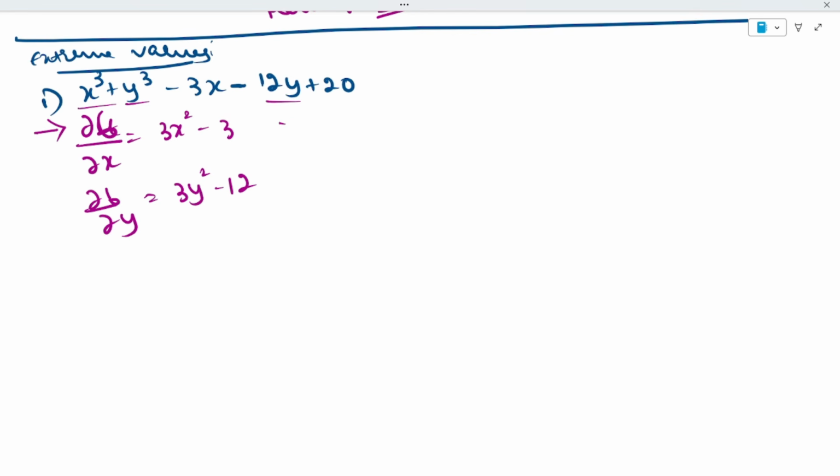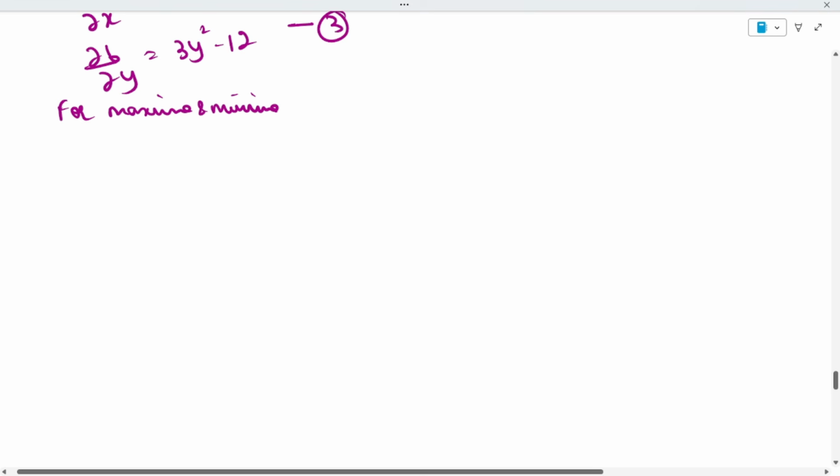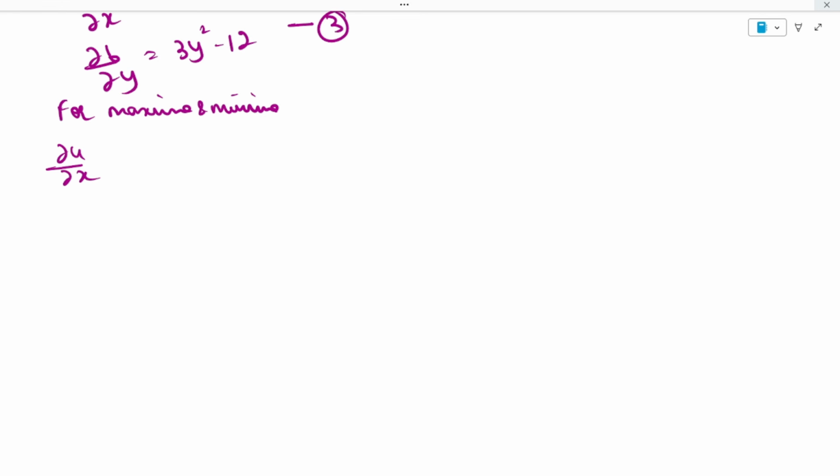Okay, that will be equation 2. Equation 3, you consider this only as equation 1. Now I'll say why we consider that. For finding maxima and minima, you should substitute the whole term we found, that is del f by del x, and del f by del y, and consider them to be 0.